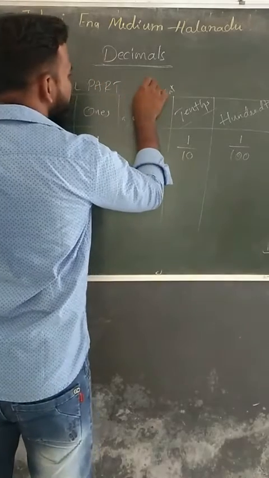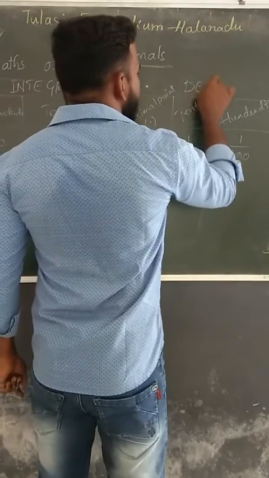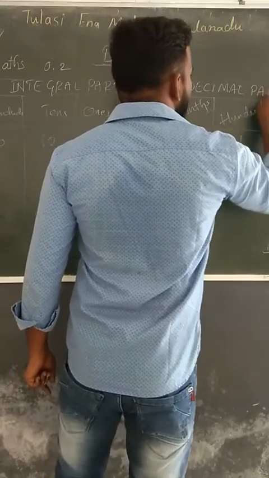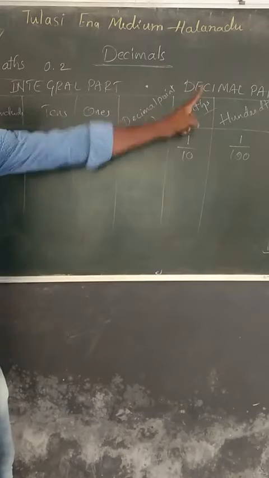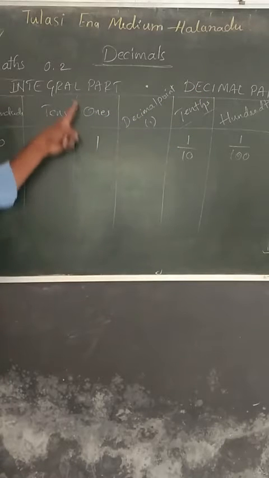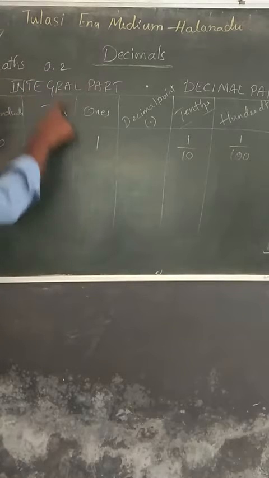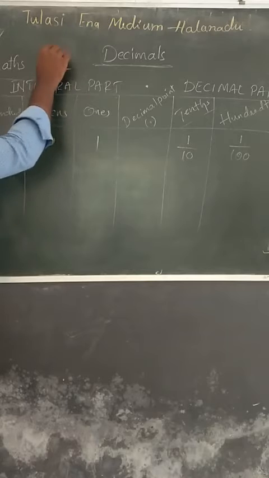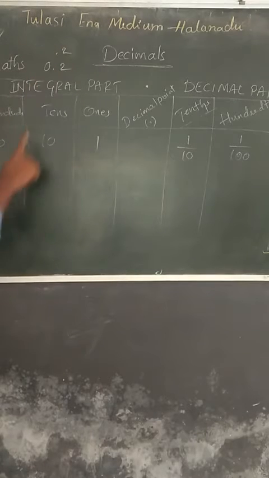This is the decimal point. This is the integral part, and this is the decimal part. Take 0.2. In the integral part, there is 0. 0.2 or .2, both are the same.